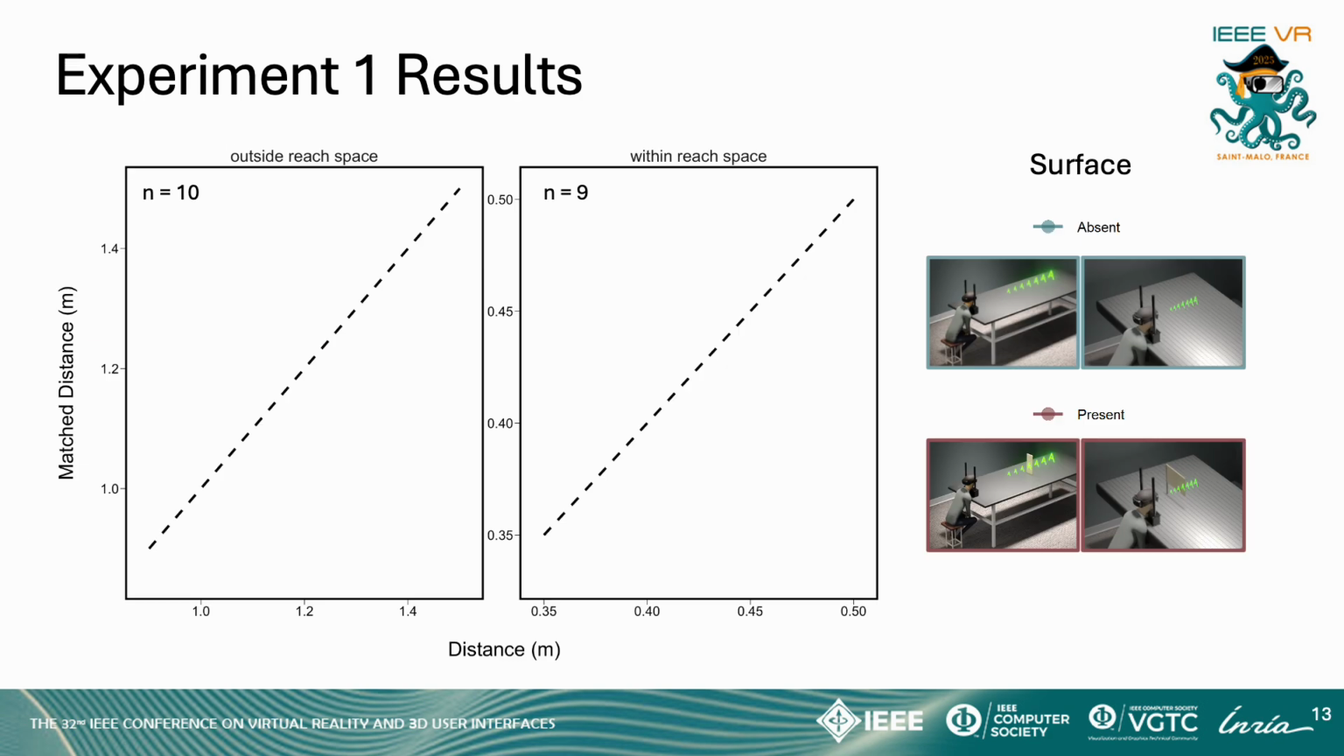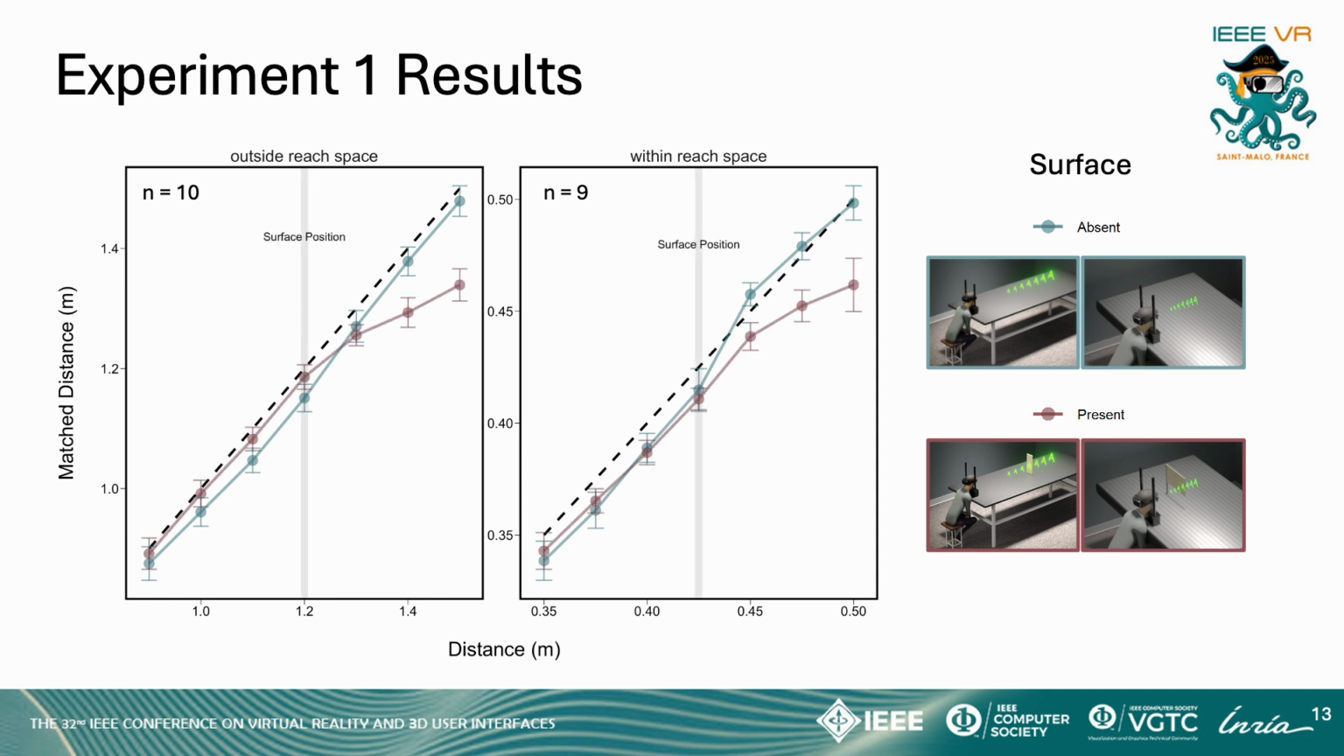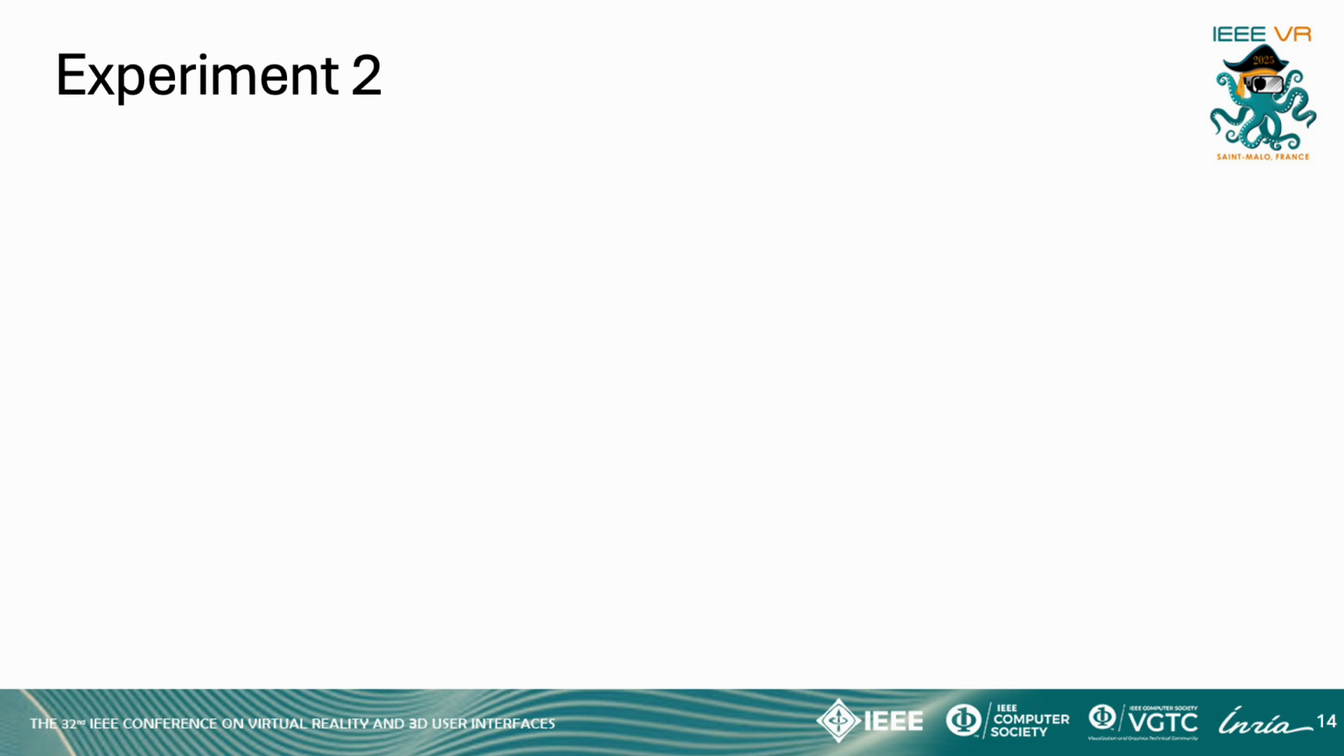Before showing the results, I'm just going to describe how things will be presented. Each plot represents the reach space conditions, and the match distance is plotted as a function of the actual letter's distance, and the dashed black line depicts perfect performance. So first I'll show the no surface results. Although there was a slight underestimate, observers performed very accurately and the results scaled linearly with theoretical distance. And when we introduce the surface, you can see that observers do very well up until the point of the surface. Then they progressively underestimate the distance in both conditions.